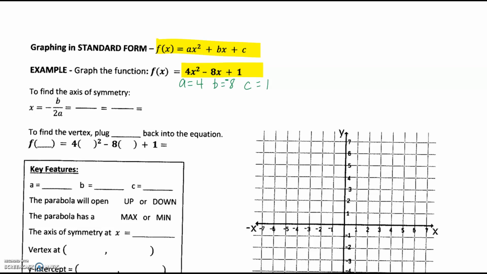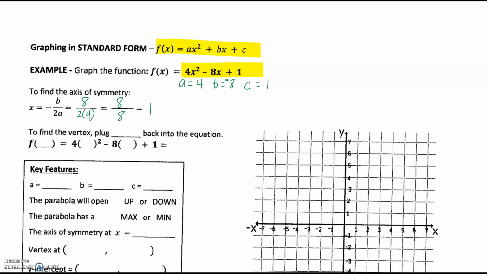To find the axis of symmetry, you do x equals negative b over 2a. Well, our b is negative 8, so the opposite of negative 8 is 8, divided by 2 times a, which is 4. So this becomes 8 over 8, and that equals 1. Okay? So that is our axis of symmetry.